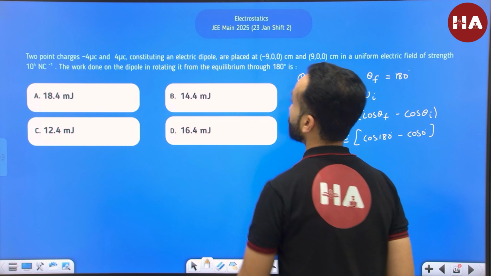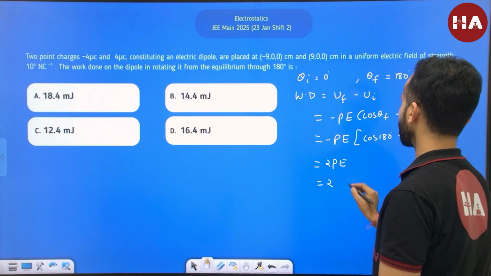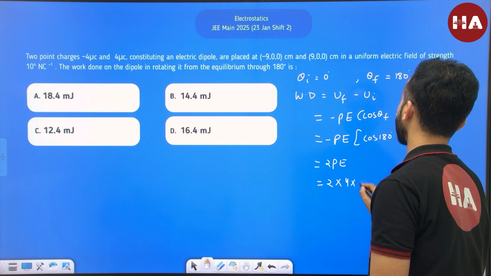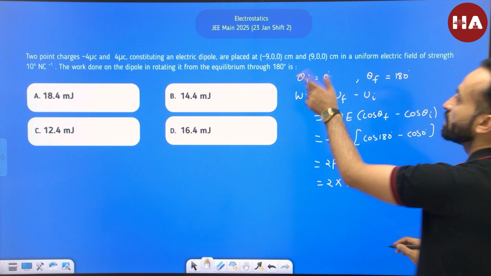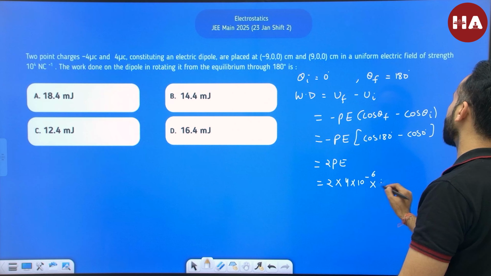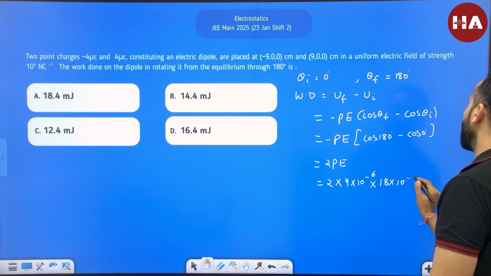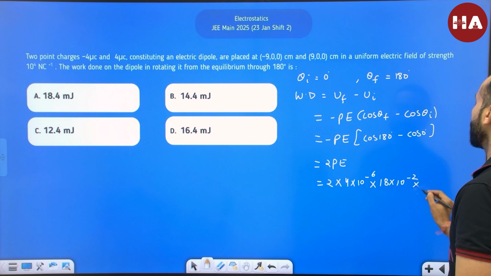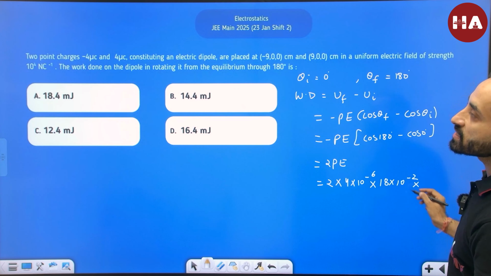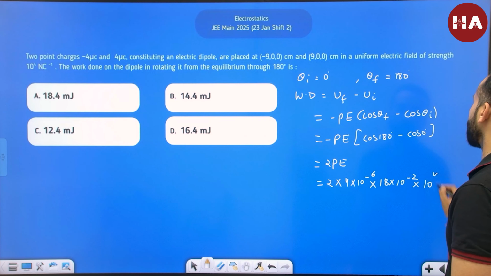So value of P is now charge into separation. So it's like 4 into 10 raised to the power minus 6. What about the separation, students? So it's like 18 centimeters. So let's convert that to meter as well. 18 into 10 raised to the power minus 2. So this is like P. And what about E? So E is given to be 10 raised to the power 4 in SI unit.